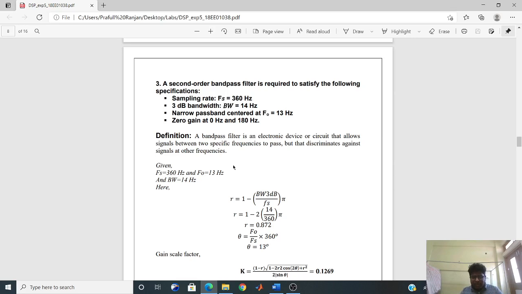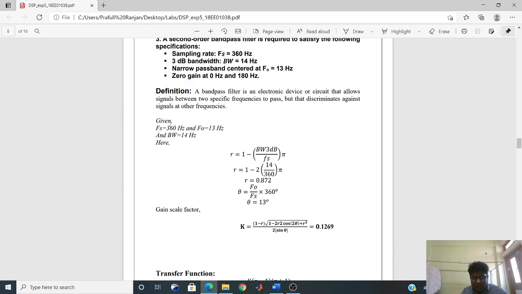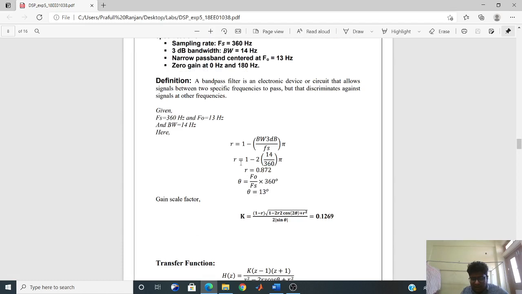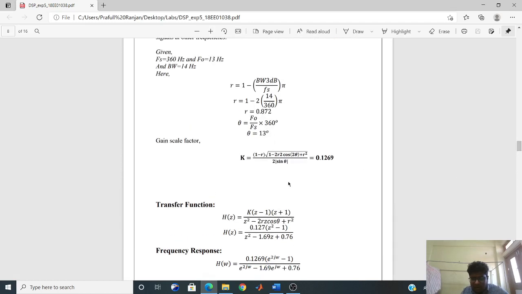So we have to design two cutoff frequencies, FC1 and FC2. In between the frequencies FC1 and FC2, it will amplify the input signal, and for frequencies less than FC1 and greater than FC2, it will attenuate the magnitude response. In this way we are given these values, and from that we can calculate the constant r, and similarly we can calculate the gain scale factor from these equations.